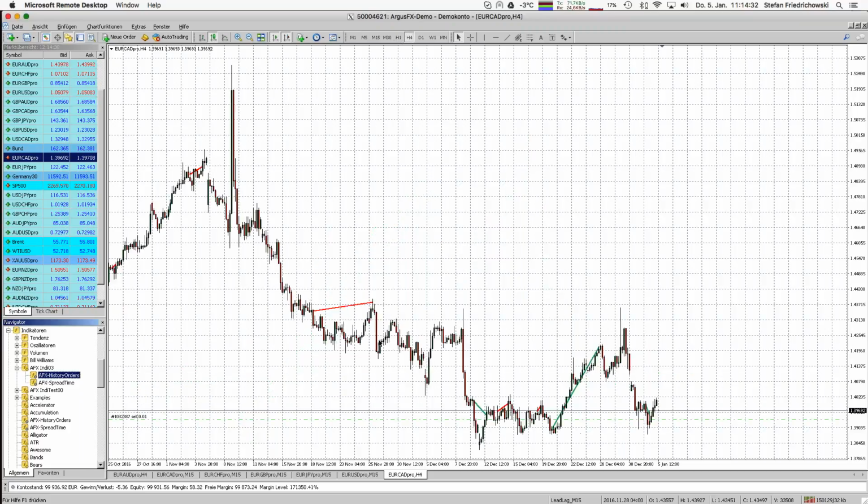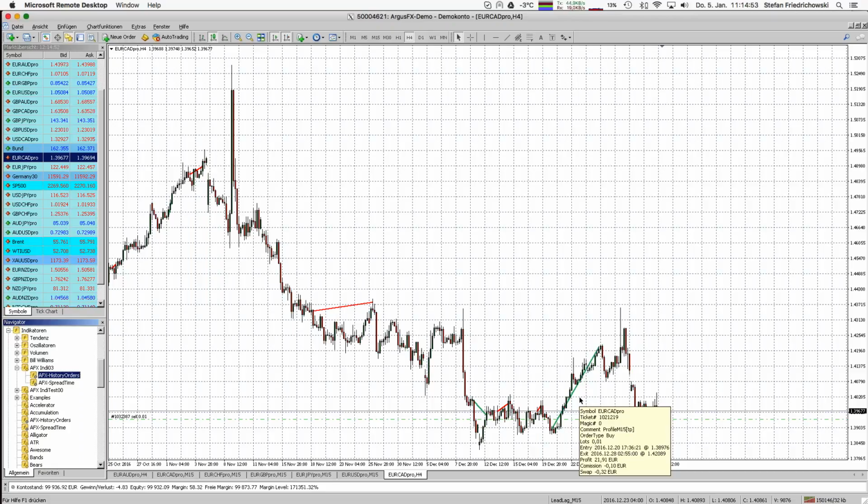Let me look. Yeah, now we have some red lines here as well. So that has been loser trades within that kind of symbol, and the only target for that indicator is to show all the trades within a specific symbol.